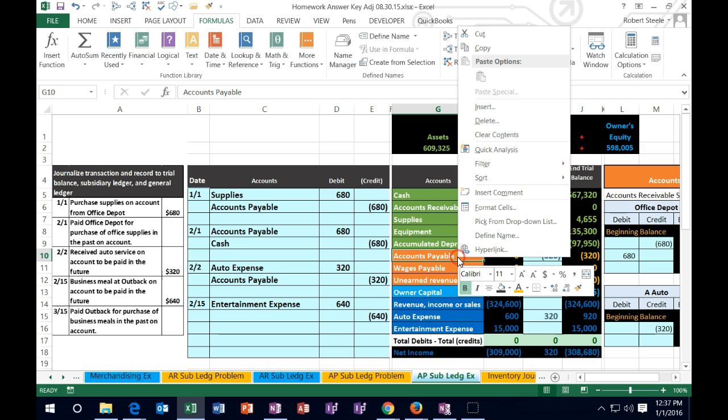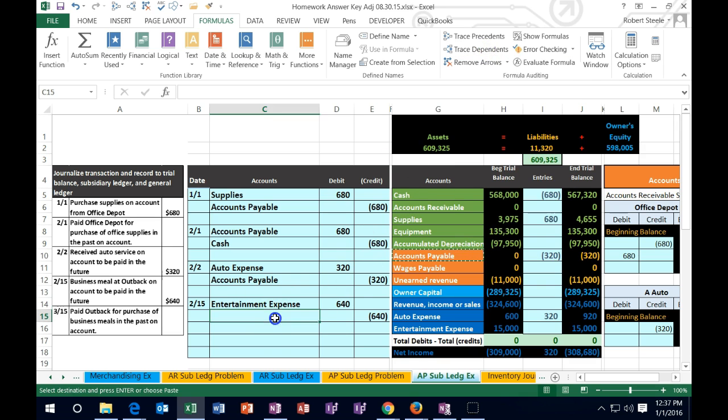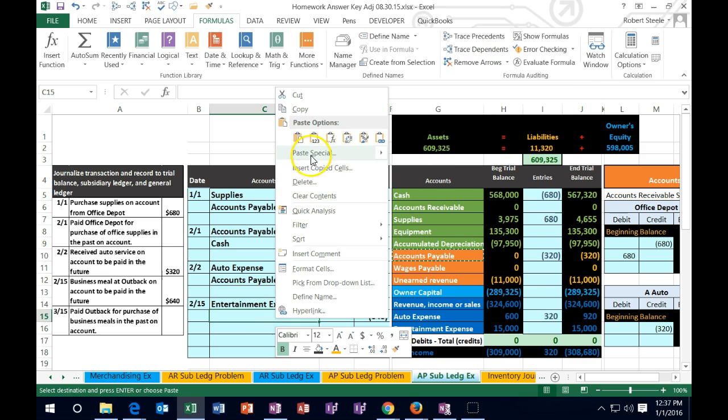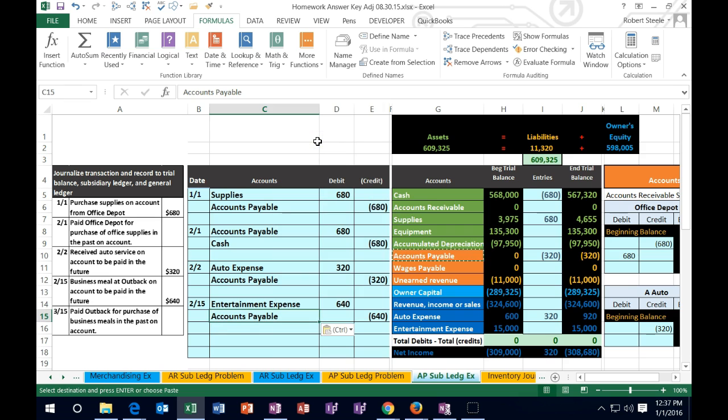So I'm going to copy that. G10, we're going to copy that. We're going to put our cursor in C15, right click, and paste 1, 2, 3. Now let's post this to our 3 locations. First location being trial balance. So we're going to be down here in I16. So we are in I16 at the moment.